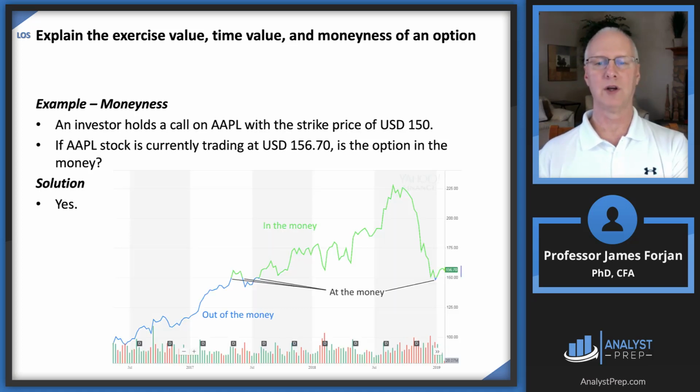And so here's a good time relationship. Notice we have time on the horizontal axis and prices on the vertical axis. What was our exercise price? 150. Anytime the stock price is below 150, it's out of the money. Anytime it's at 150, it's in the money. I'm sorry, anytime it's at 150, it's at the money. And anytime the stock price is above 150, it is in the money.